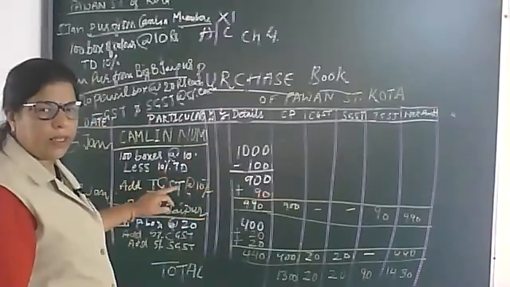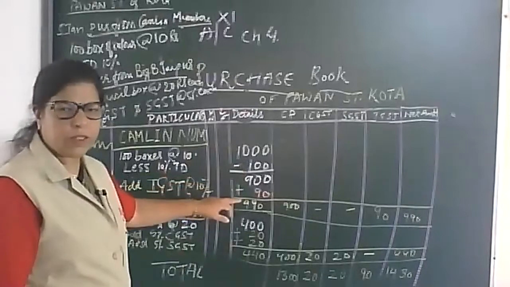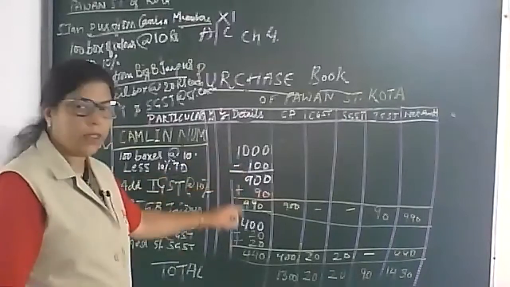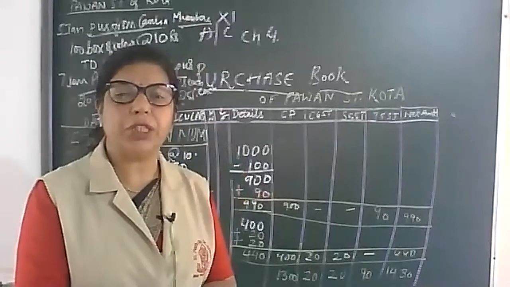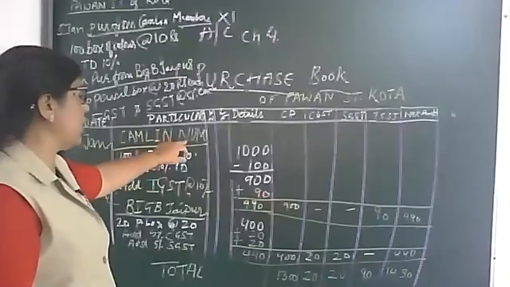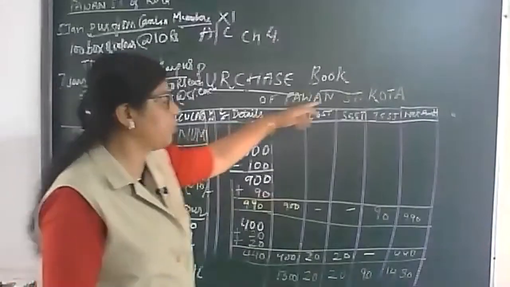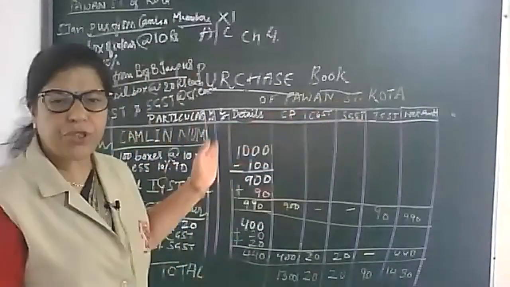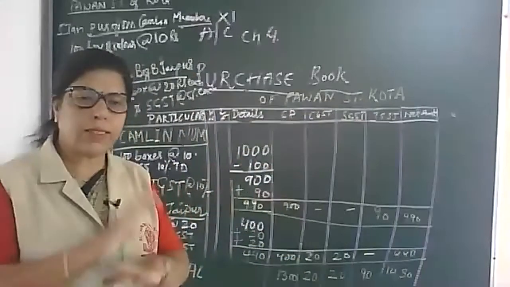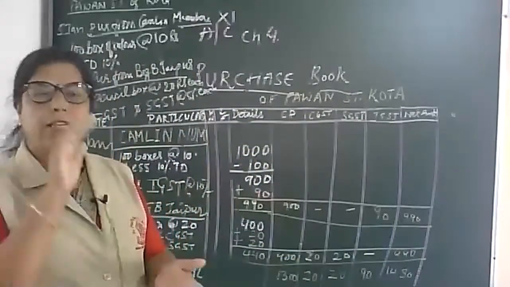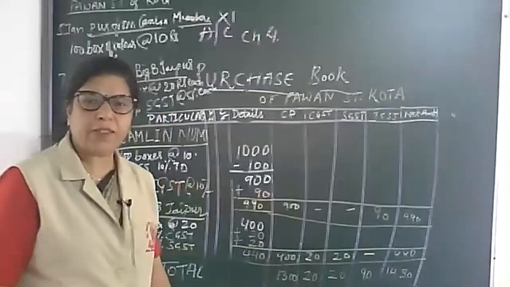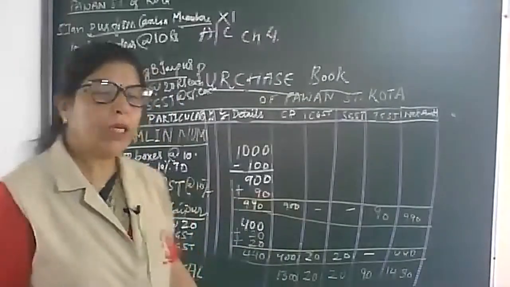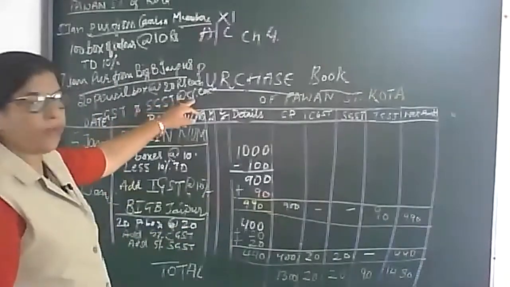Then add IGST 10% of 900. Why are we adding IGST? Because this transaction is from Mumbai to Kota, Maharashtra to Rajasthan. The states are going to change. That's why IGST is applicable. Now, why 10%? Because 5 plus 5.